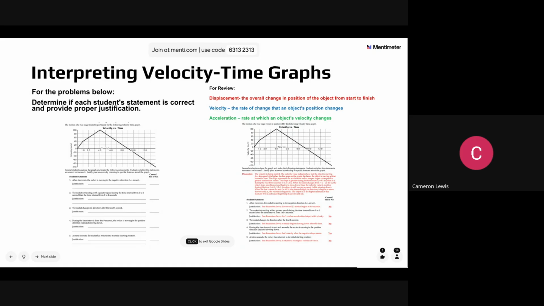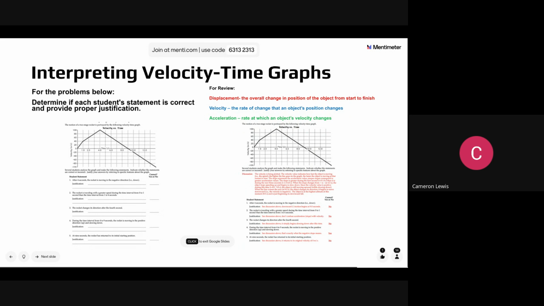Now I'll go to 5. At 9 seconds, the rocket has returned to its initial starting position. Now, what does that really mean at 9 seconds when we hit 0? It stops. Exactly. But did we return to our initial position? No, we don't know that. We just know that at least it stopped.